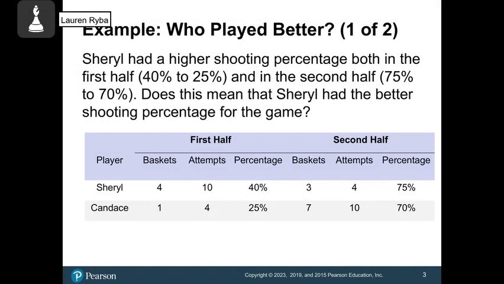Looking at this example, who played better? Cheryl had a higher shooting percentage in the first half, 40% compared to 25%. See here, she did better. And in the second half, 75% is greater than 70%. Does this mean that Cheryl had the better shooting percentage for the overall total game? Let's take a look.